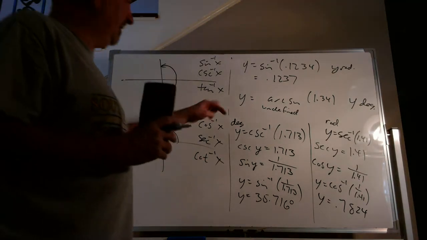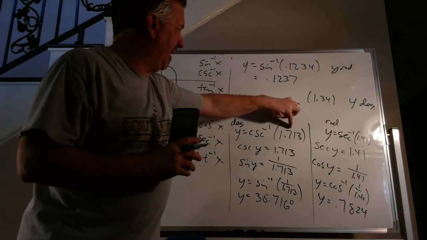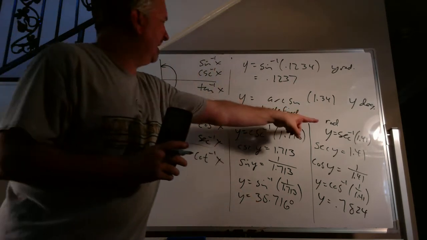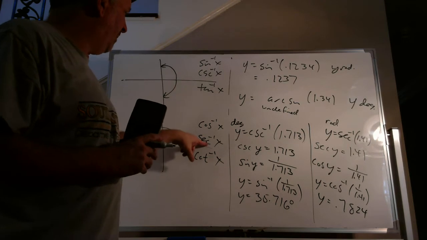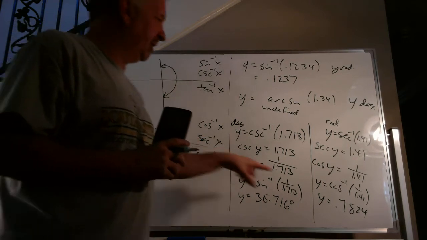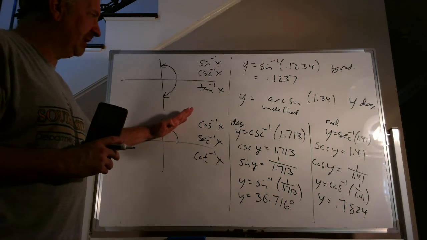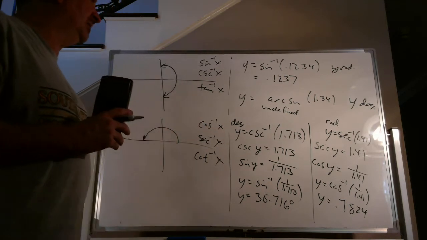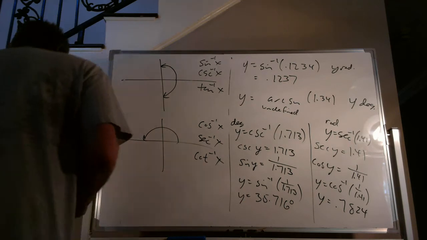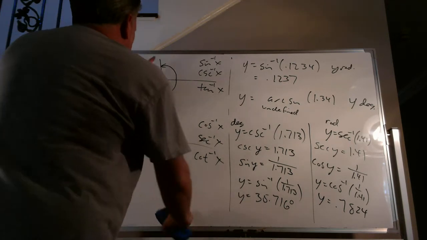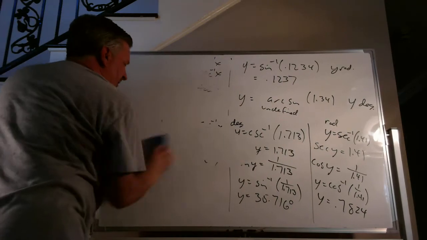Notice these answers make sense, right? You take cosecant inverse of a positive number, where does that put you? First quadrant. If you take secant inverse of a positive number, where does that put you? First quadrant. 0.78 radians. Remember, 1 radian is about 57 degrees, so 0.78 radians is in the first quadrant. Okay, let me erase these. Hopefully by now you have an idea where these things live.